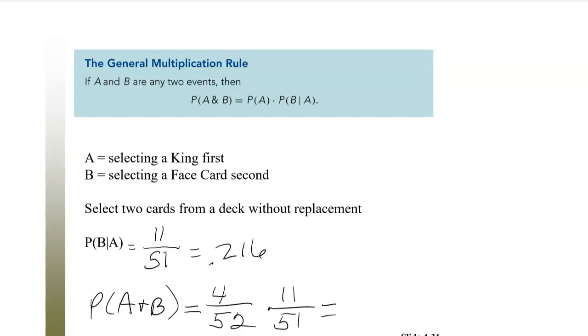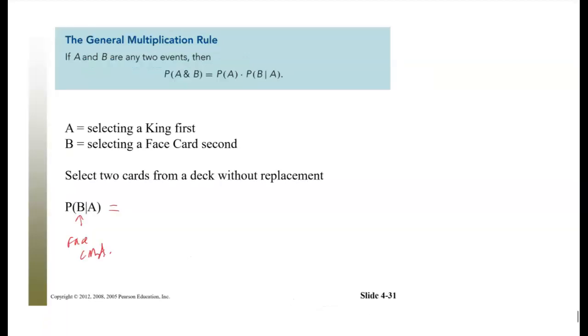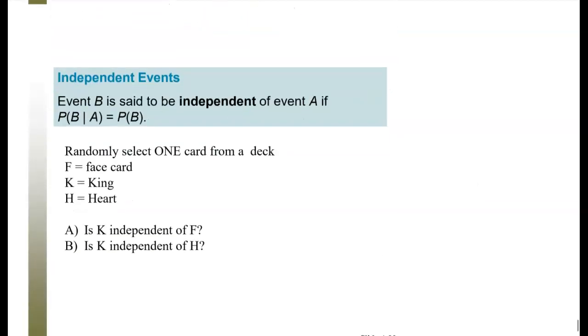So 4 divided by 52 is 0.0769, times 0.216, and it looks like we get 0.017. Already taken out of the deck. So let's think about that without using our conditional probability.